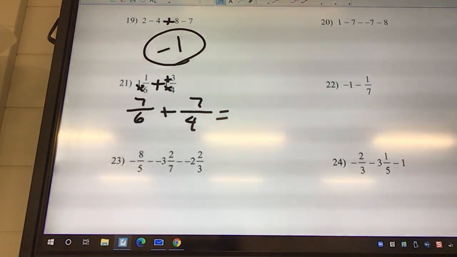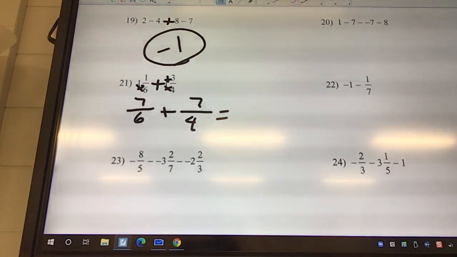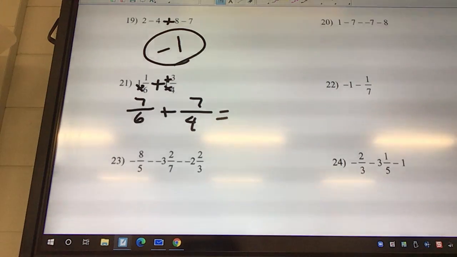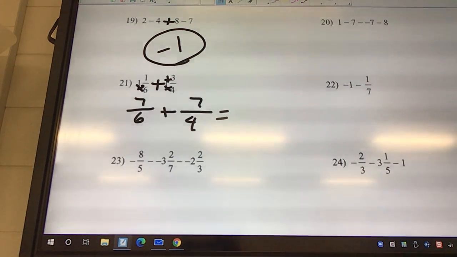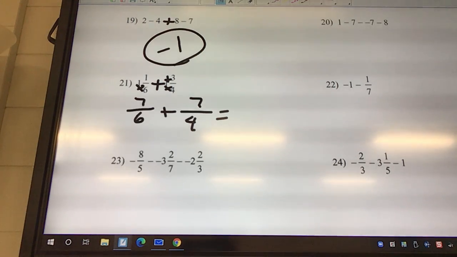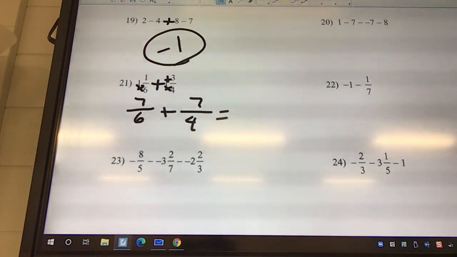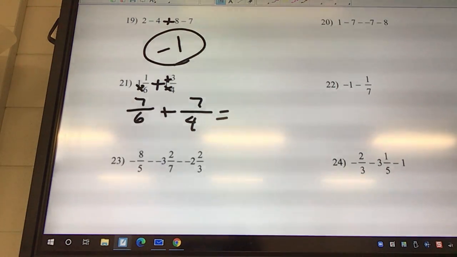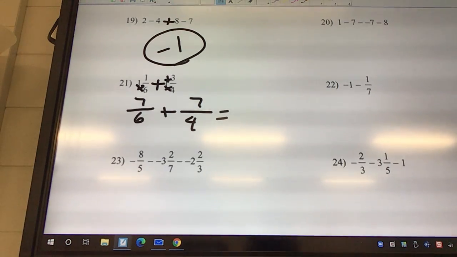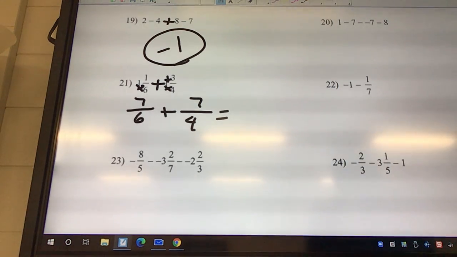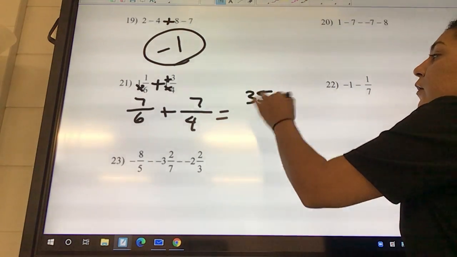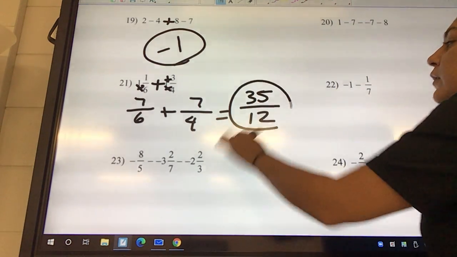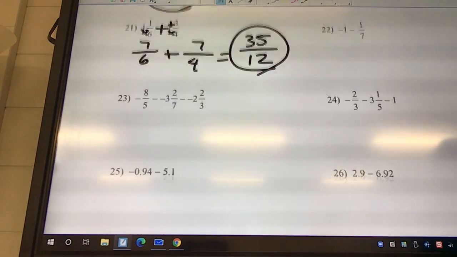It's on the App Store. Desmos. Okay, what'd you get? 7 over 6 plus 7 over 4? 35 over 12? Cool.